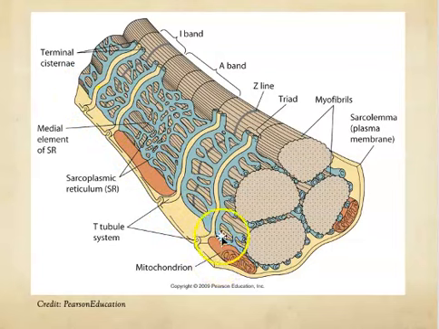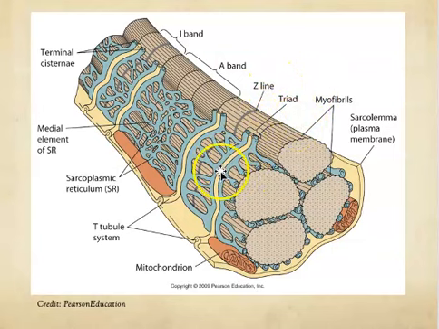Notice too that on either side of each T-tubule there is a region of the sarcoplasmic reticulum. This region gets a name. It's called terminal cisternae. So there's one terminal cisterna on each side of the T-tubule. It goes terminal cisterna, T-tubule, terminal cisterna. And those three structures together make up what we call a triad. Here's the word right here.